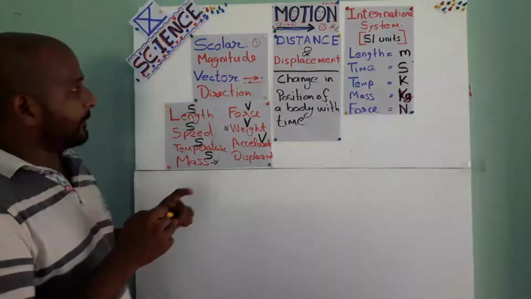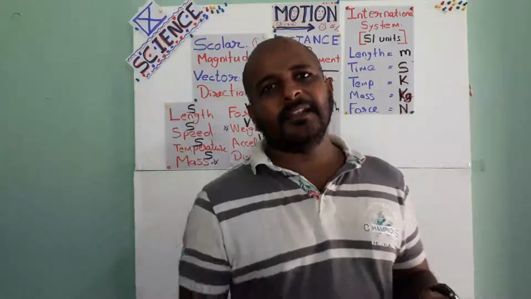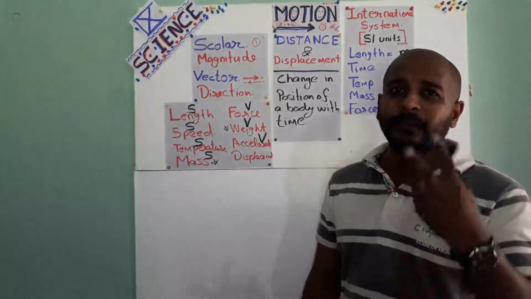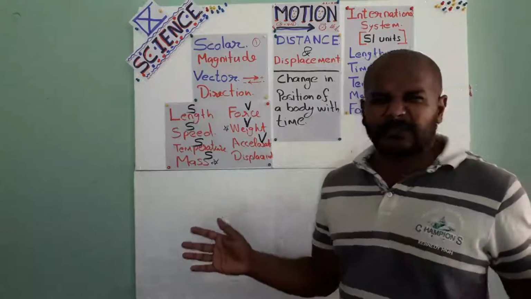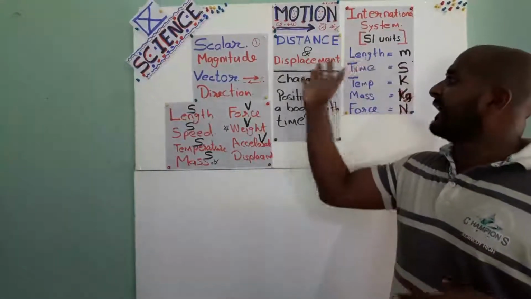So the next one is displacement. So there is a lot of confusion regarding this displacement and the distance. Okay, two simple words in physics, but lots of doubts are merging due to these two words, distance and displacement.